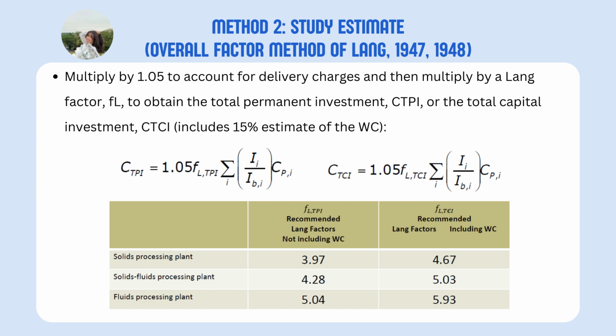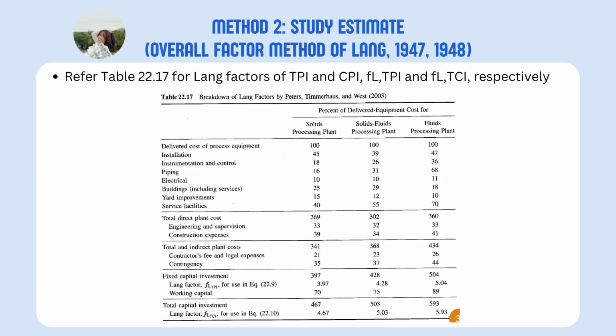So the Lang factor depends on the type of processing plant, whether it's solids, solid-fluids, or fluids. There are Lang factors that do not include the working capital and Lang factors that include the working capital. The values of the Lang factor from the table just now are obtained from table 22.17.